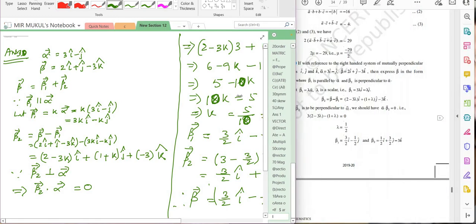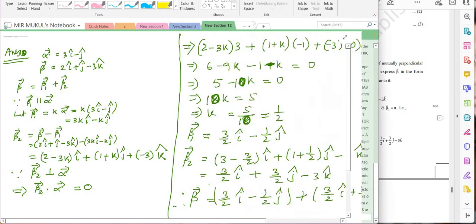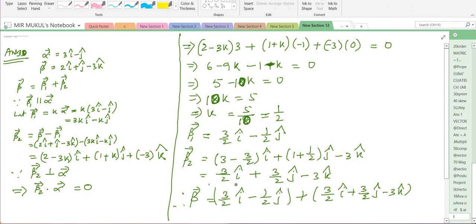Now we'll check the answer. Beta 2 is 1 by 2, how is it coming? Beta 2 is this one, no? So 2 minus 2 minus, so it is 4, so it should be 1 by 2, 1 by 2, please.